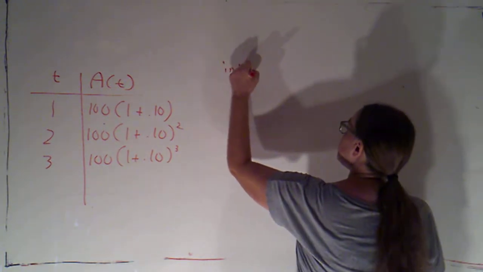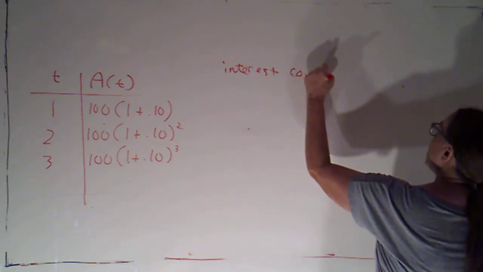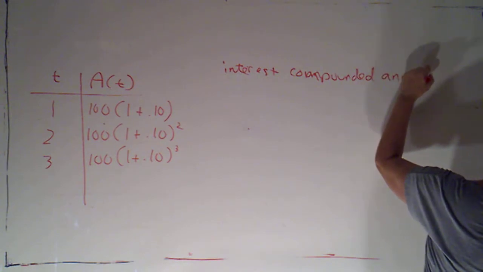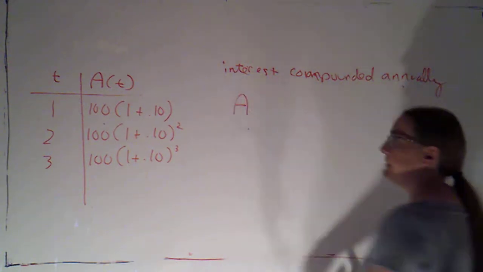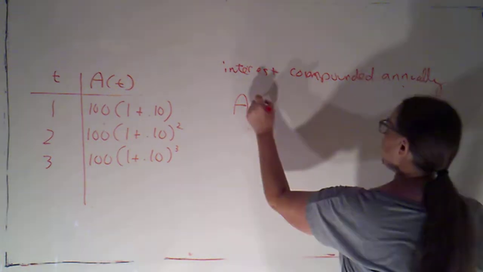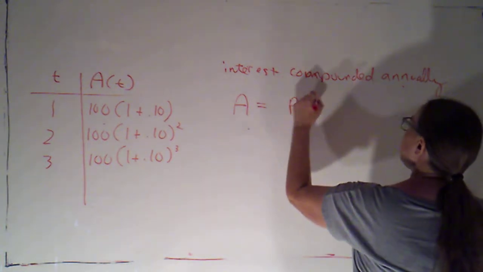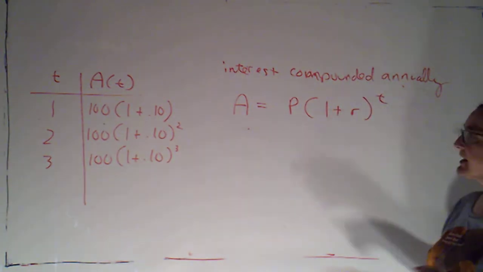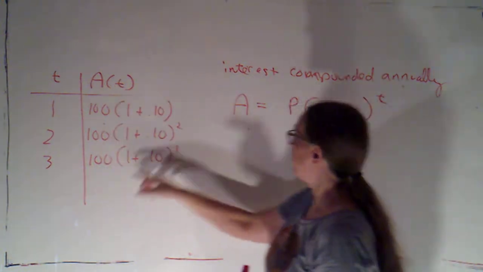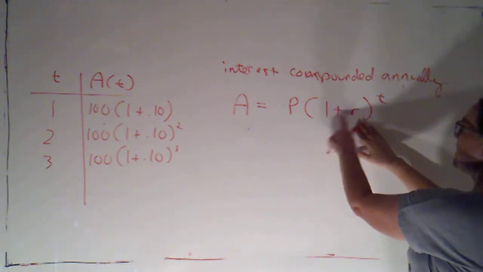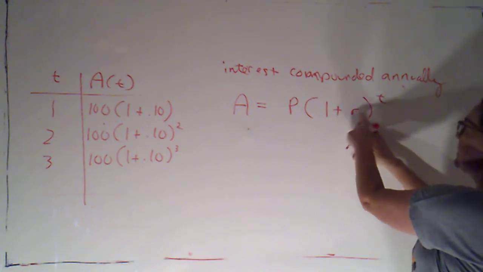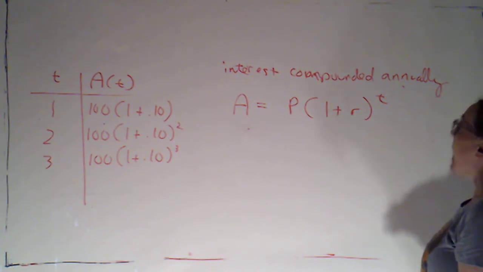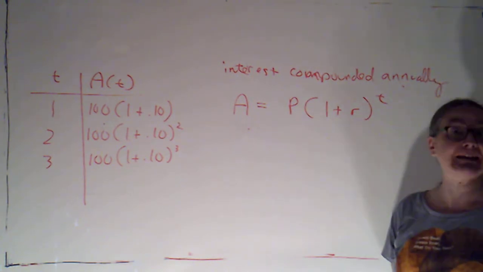If I have interest compounded annually, A, the amount that the investment is worth, is going to be P times 1 plus R to the T. The principal, that was our $100 here, that's the original investment, times 1 plus the interest rate expressed as a decimal, raised to the number of years that have passed. Okay, and we were able to sort of see where that came from.